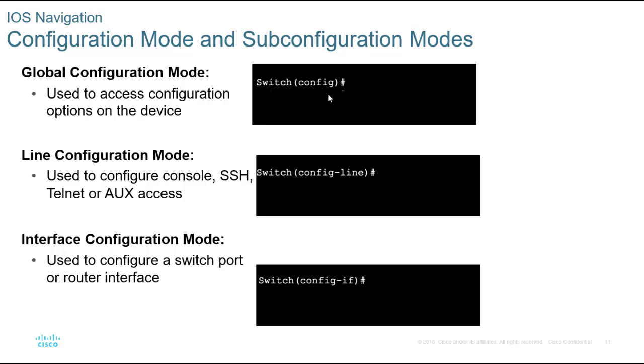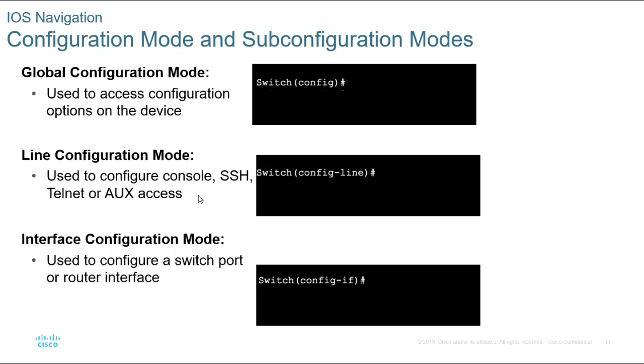The global configuration mode, which is your starting point to access configuration options on the device, will give you the prompt that looks like that. So if you see that prompt, you know that you're in global configuration mode. If you need to get into a specific sub-configuration area, in this example, config-line is the prompt because they've gone from global configuration mode into line configuration mode using the line command.